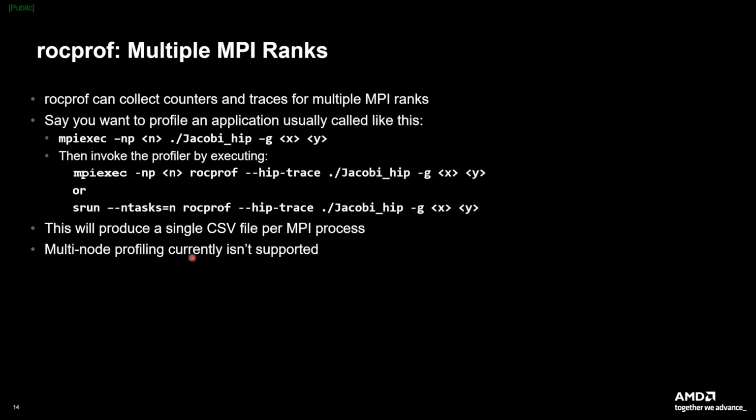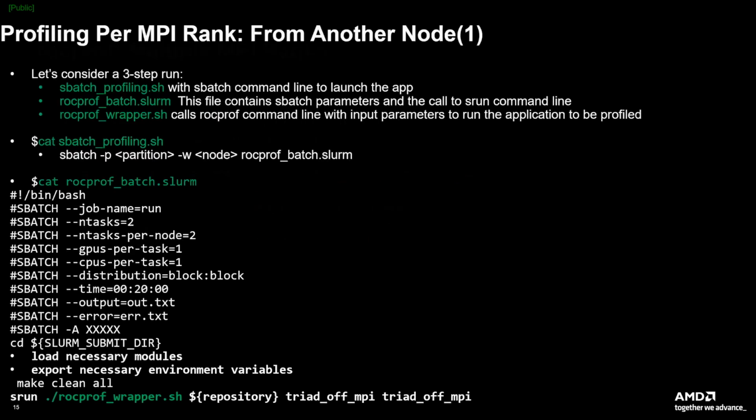Now, for the MPI ranks, it is possible to take this information per MPI process. It is a bit more, not complicated, but needs some procedure. So to profile, you execute mpiexec with the HSA trace and Jacobi, this is a recap for Jacobi, or srun. This will produce a single CSV file per MPI process. Multi-node profiling currently isn't supported, but we need some scripts to make it work.